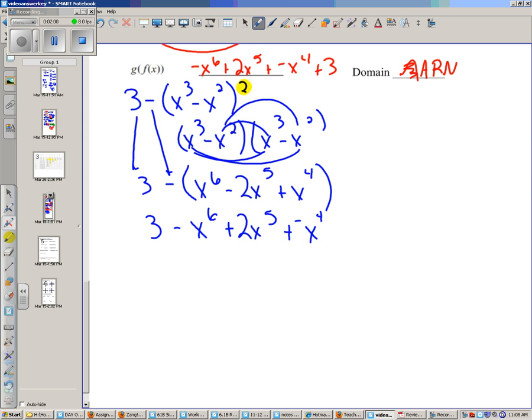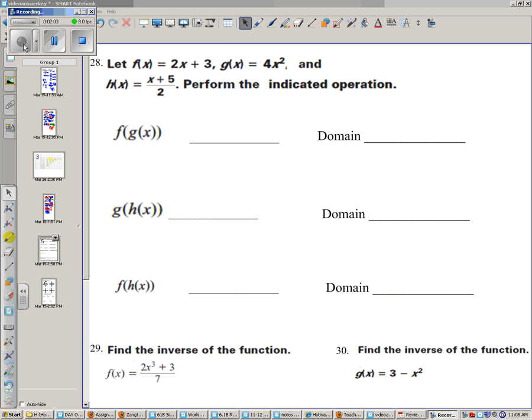All right, there we go. Let's move on to the next page. All right, moving on to problem 28. I'm doing some more composite functions. It just depends what goes into what. So on the first one, g is going to go into f. And when it goes into f, it's just going to go into x.